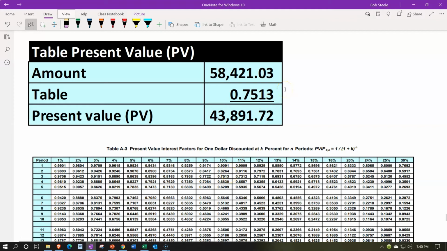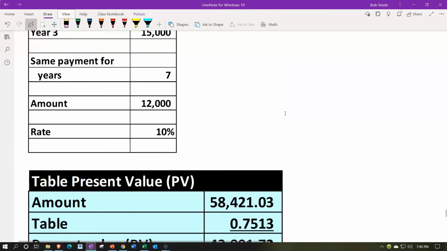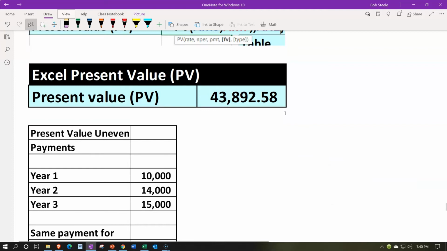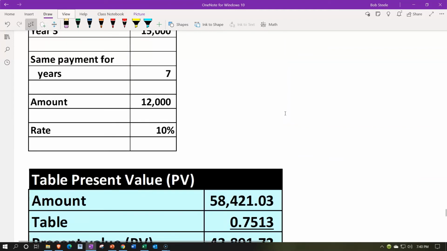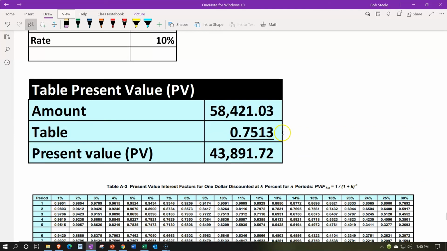So the 58,421.03 times the 0.7513 gives us once again the 43,892.72. Almost the same, slightly different than the 43,892.58 we got before. Why? Because the table's rounded to 4 digits.